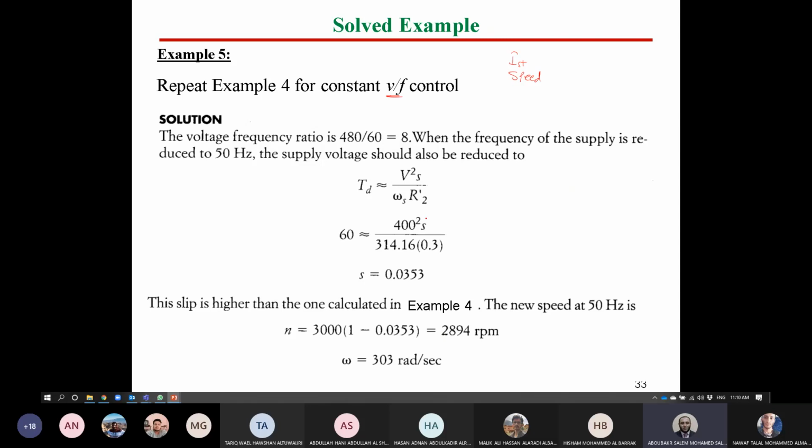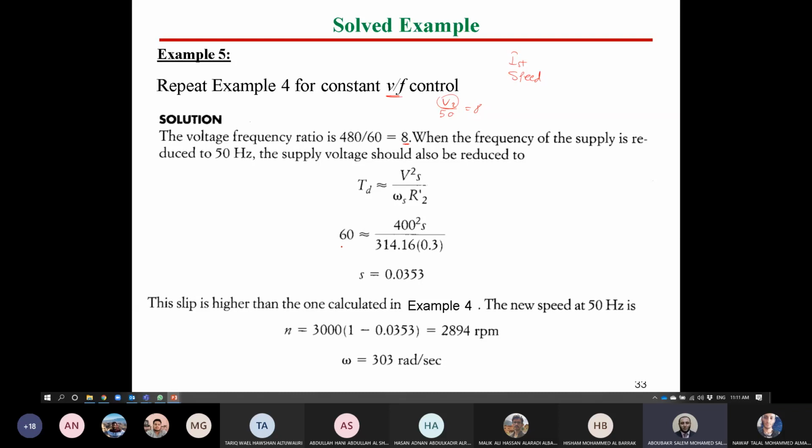So now, if we have V over F constant, let's calculate this constant as 480 over 60. This will be the constant value, representing the ratio between voltage and frequency. It's 8 now. So V2 over F2 should be 8 as well. So now V2 over 50 should be 8, so V2 will be 400. Is it right? If we now have the voltage in the second case as 400, and we need to calculate the motor speed at 50 hertz, we should substitute with voltage equal to 400 line to line.